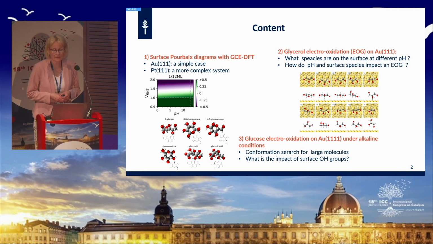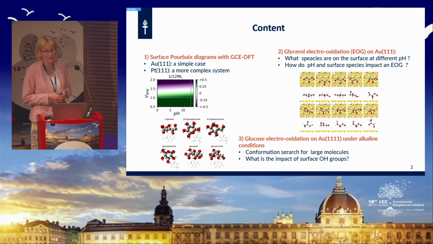And then another topic is a bit larger biomass-derived species. It's glucose, and actually I will also discuss the xylose electrooxidation as well. And there the key question is to look at the conformation analysis, because this is a big molecule, so how do you know which kind of conformation the molecule may take on the surface? And how does the pH impact the electrooxidation?